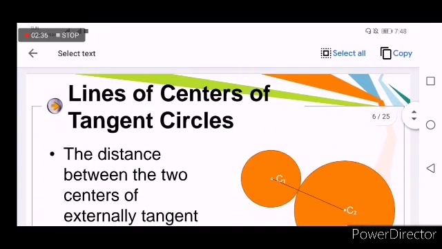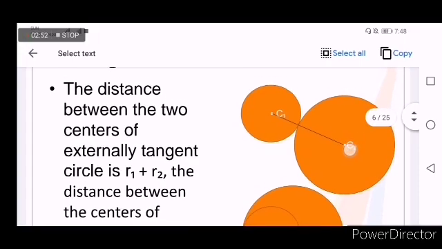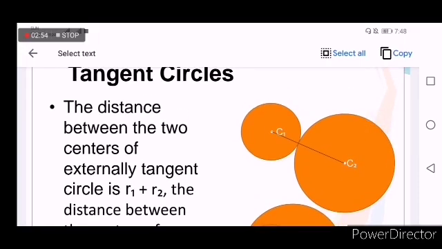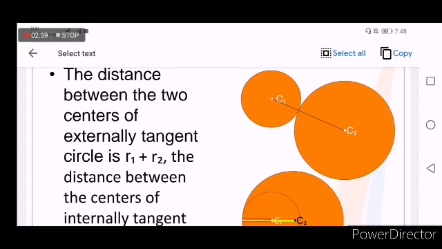We also have some principles or laws that we can use to solve some problems about circles. The distance between the center of the smaller circle and the larger circle can be found by adding the two radii. Let's say C sub 1 has radius R sub 1 and C sub 2 has radius R sub 2. All you need to do to find the distance between the centers is to add these two radii.